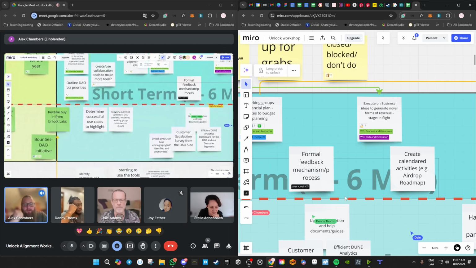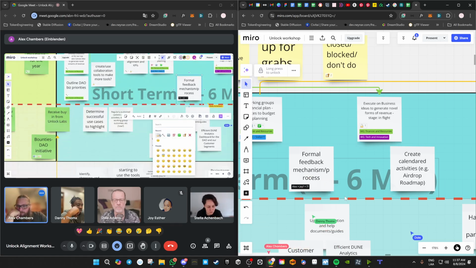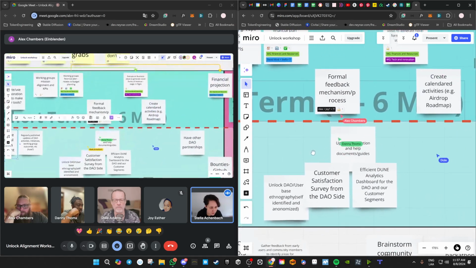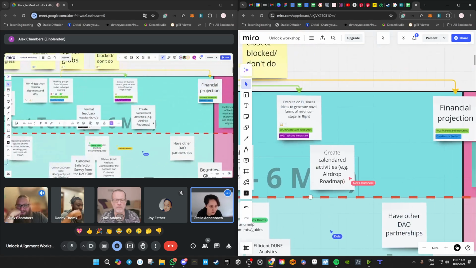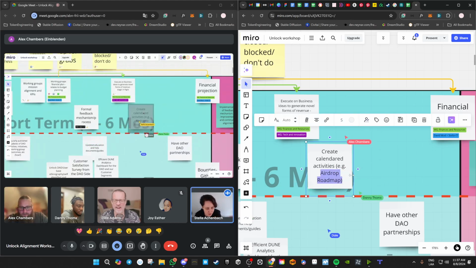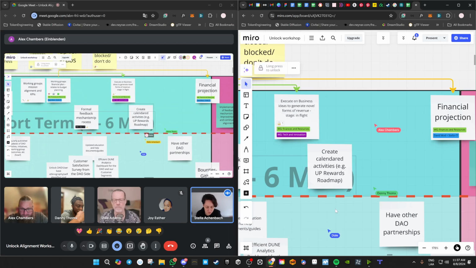Okay, so determine successful use cases to highlight. Wait, you're not going more to the right. You're going down. Oh, sorry. There is only one more to the right. You're right. Create calendar activities, e.g., airdrop roadmap. Oh, also let's rephrase: rewards roadmap, since airdrop was not welcome.